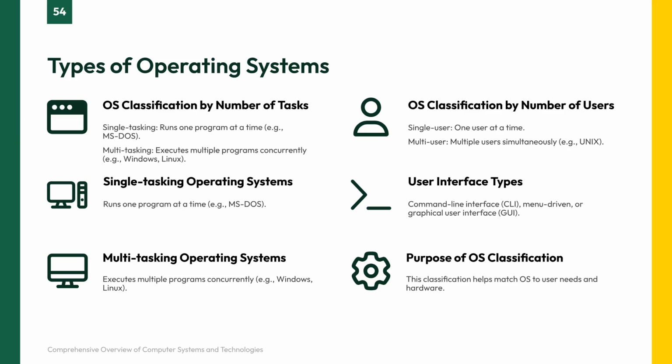Operating systems are classified by the number of tasks, such as single-tasking or multitasking, and the number of users, either single-user or multi-user. They also vary by user interface type.